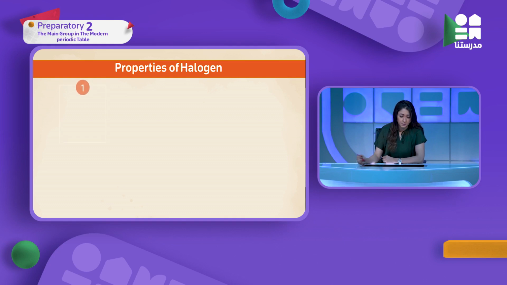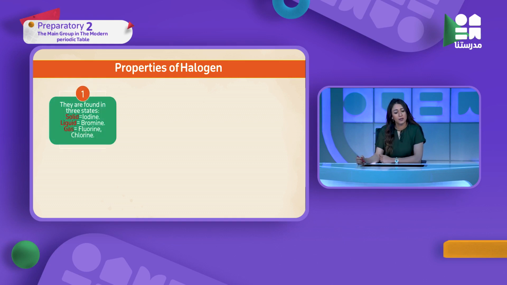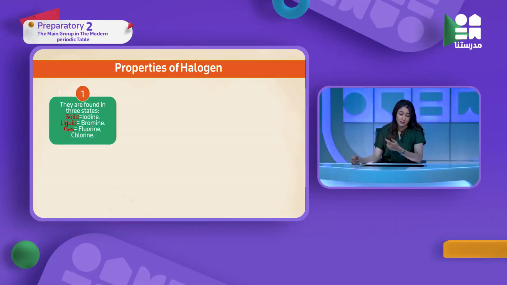Number 1, they are found in 3 states. فاكرين 3 states of matter, solid, liquid and gas. برضو halogens we can find them in ordinary temperature found in 3 states. زي ايه؟ solid like iodine and liquid like bromine, gas like fluorine and chlorine.